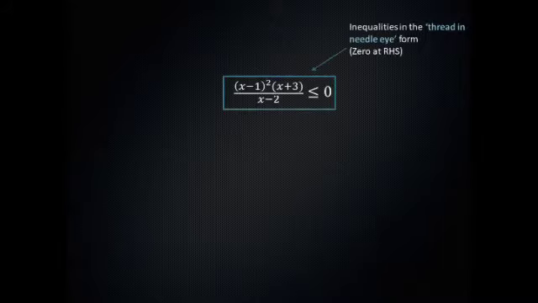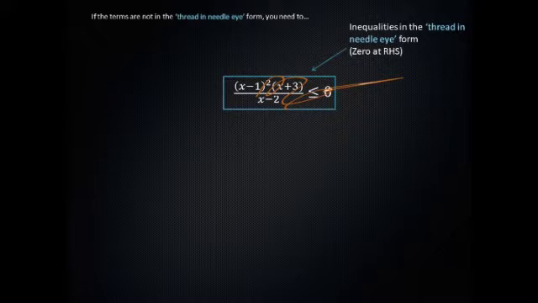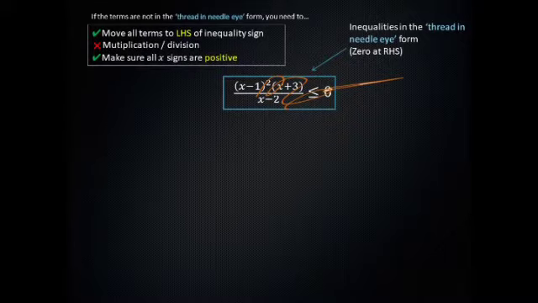Firstly, we have our rational inequalities in what I call the thread in needle eye form. So it basically means that 0 is at the right hand side. You can imagine we have a needle here and then the thread is in the needle eye. So if the terms are not in this form, you'll need to move all the terms from right hand side to left hand side of the inequality sign, and then remember no multiplication and division is allowed, and then make sure all signs of x are positive.